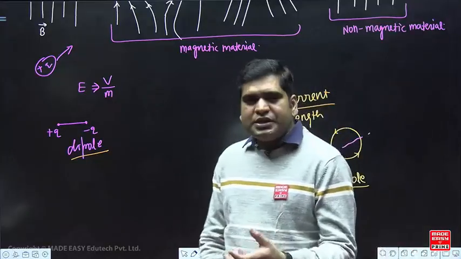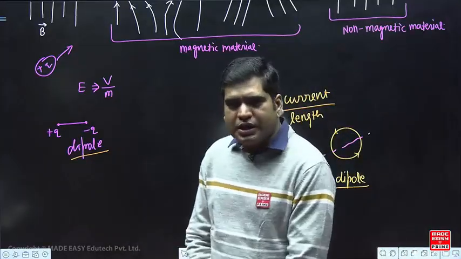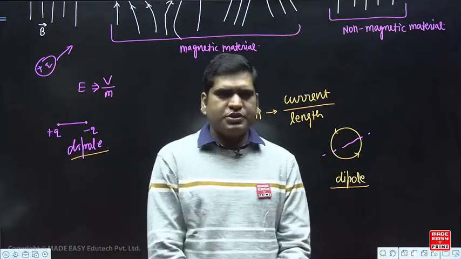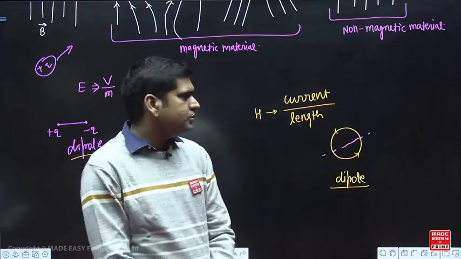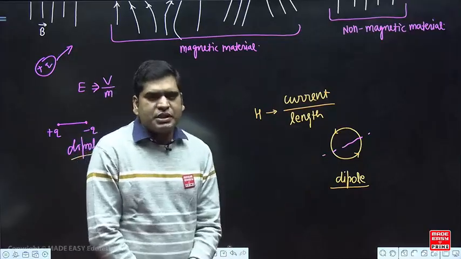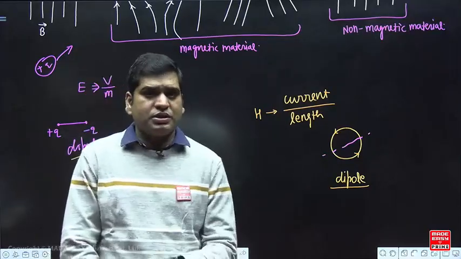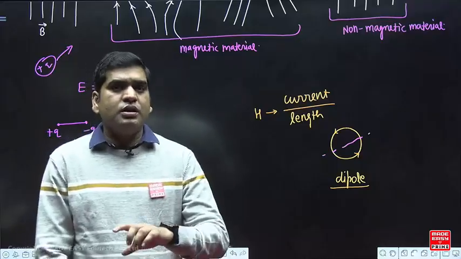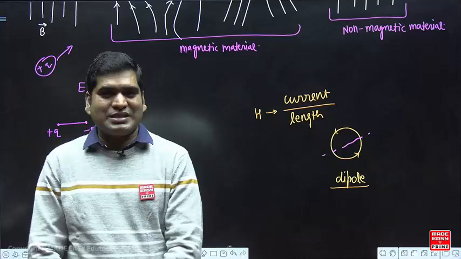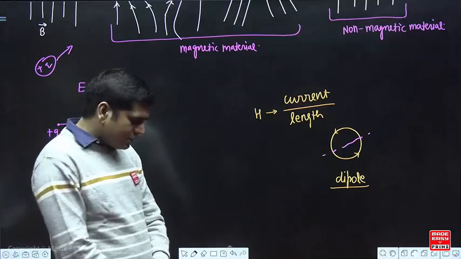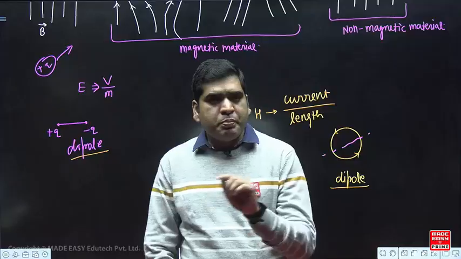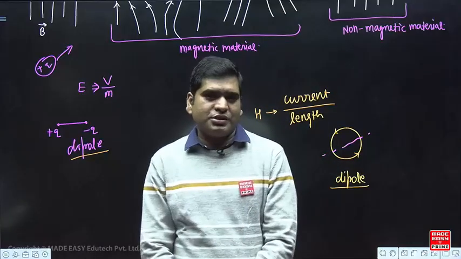What is the basic reason behind electric field? Just the presence of charge is sufficient to develop the electric field, electric properties. But for magnetism, only presence of charge is not required, current is required. Current is basically motion of charge, and that too in the closed circuit. So, motion of charge in the closed circuit means angular motion of charge is the basic reason behind magnetism.